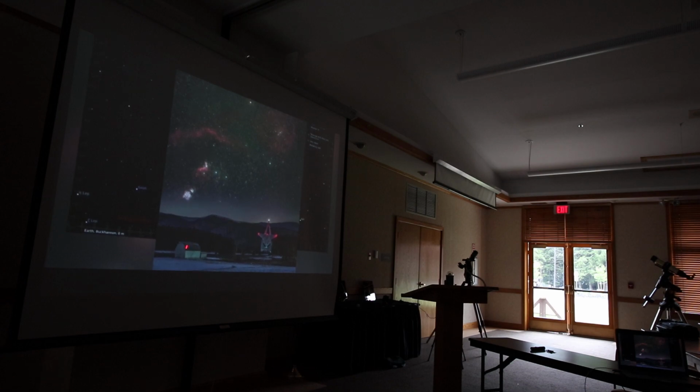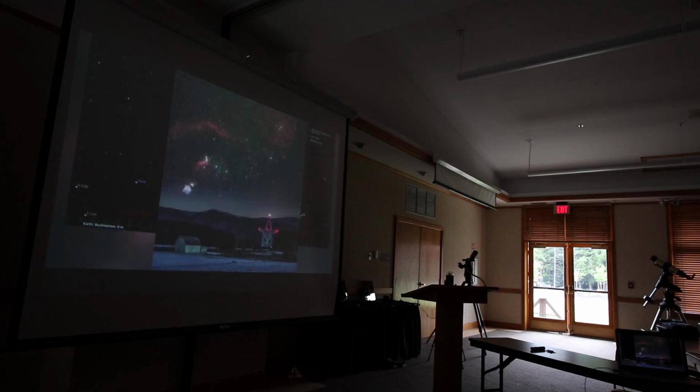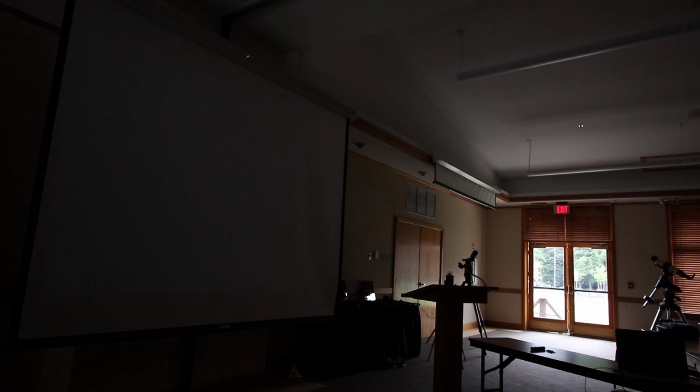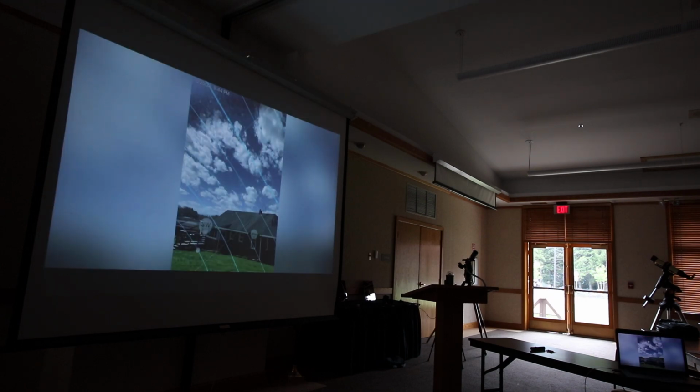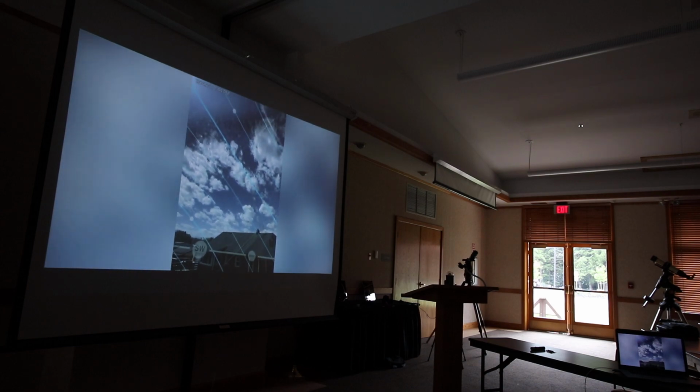There's the barn. Remember the barn? 261.5 degrees, top of the mountain. So if you noticed, I was imaging a setting deep space object, I guess if you were a setting target, I should say maybe. So how would you go about imaging a setting target?